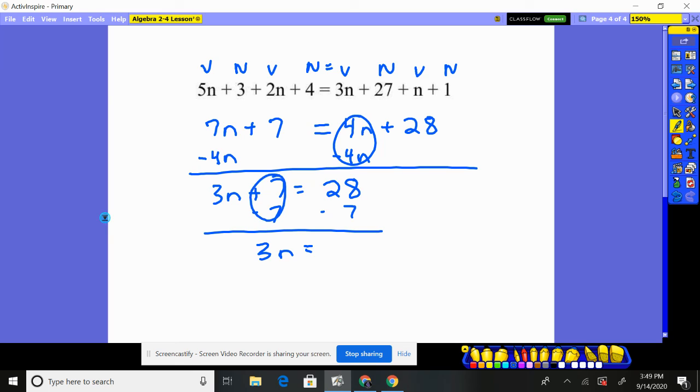Now let's move the 7 over to be with the 28 so that we get 3n by itself on that side, and we get what? 21. Now get rid of the multiplying by dividing. And 7 is our solution to this problem. Again, put everything together, put all like terms together first, then start moving your variable pieces and your number pieces.